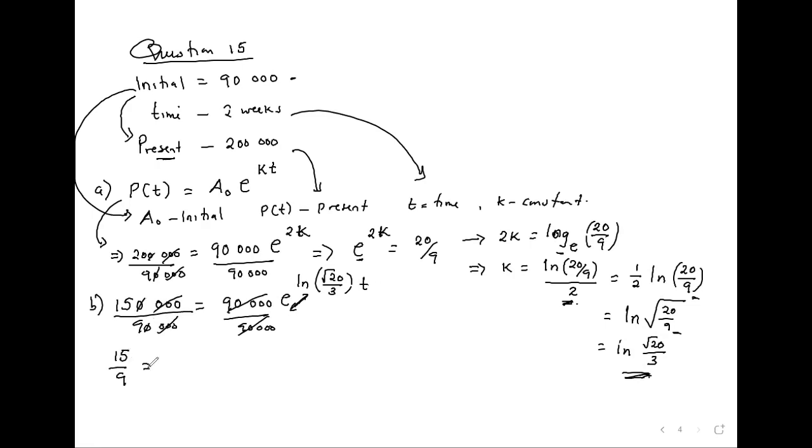So we have 15/9 is equal to the root of 20/3 t. So meaning t is equal to 15/9 divided by root of 20/3, which is 15/3/9/20. So this is 1, this is 3, this is 1, this is 5. So we get 5/20.